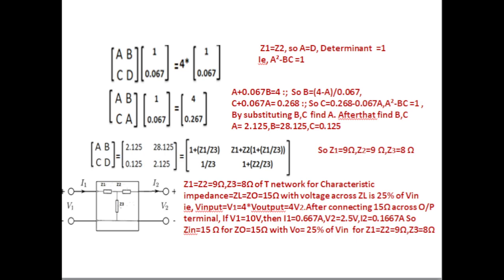It is clearly explained about ABCD parameters in the T network, characteristic impedance, and finding T network components with predetermined output voltage and characteristic impedance.